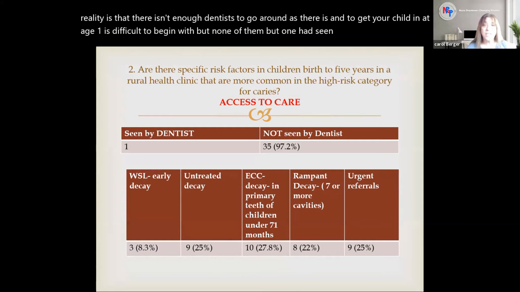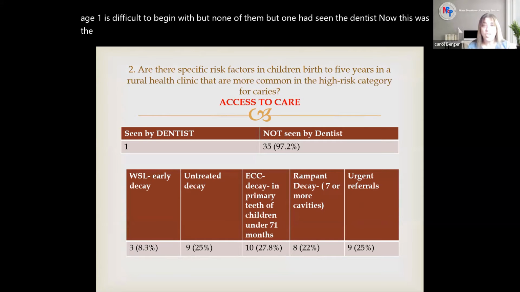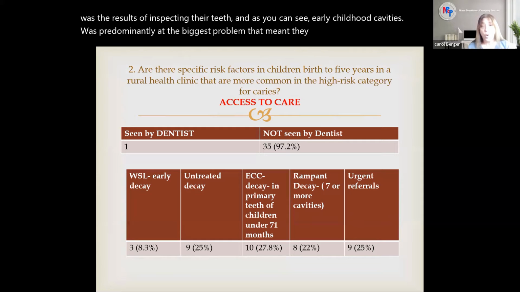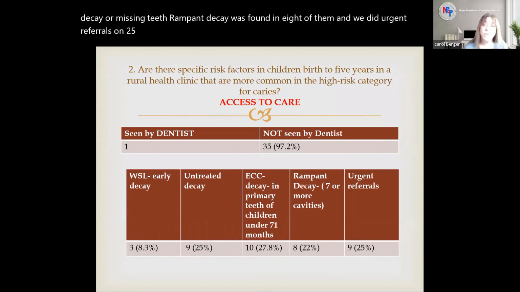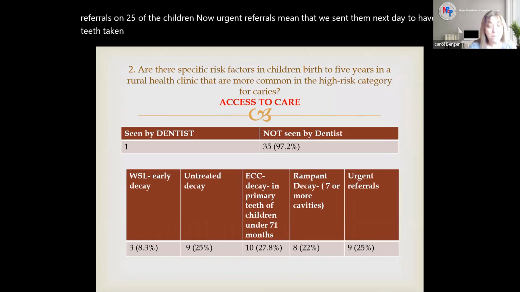Now, this was the result of inspecting their teeth. As you can see, early childhood cavities was predominantly the biggest problem. That meant they had at least 2 or more areas of decay or missing teeth. Rampant decay was found in 8 of them. And we did urgent referrals on 25% of the children. Urgent referrals mean that we sent them the next day to have teeth taken out, or for other problems with their teeth. So that was a big finding.